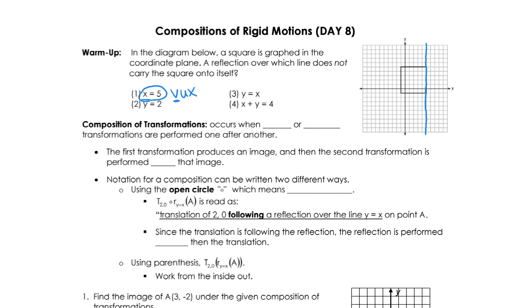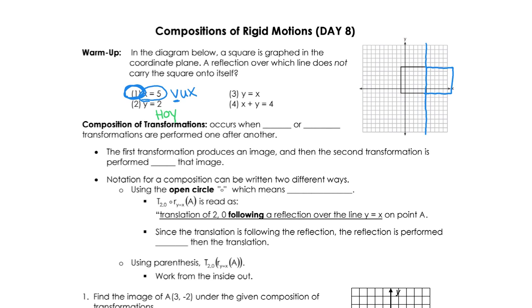But let's double check. 1, 2, 3, 4, 5, 6. 1, 2, 3, 4, 5. Actually, it would go right off the graph. But your square would look like this after a reflection over x equals 5. And that's not onto itself. So I'm thinking that this is our answer. But let's double check. In number 2, y equals 2, you should be thinking of HOY.